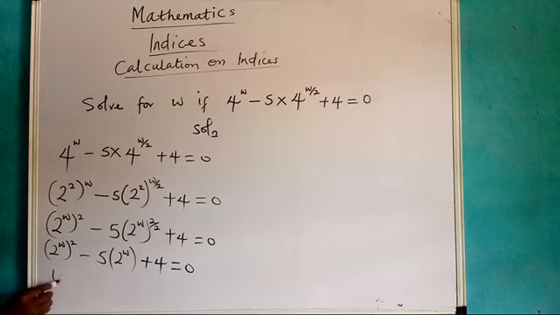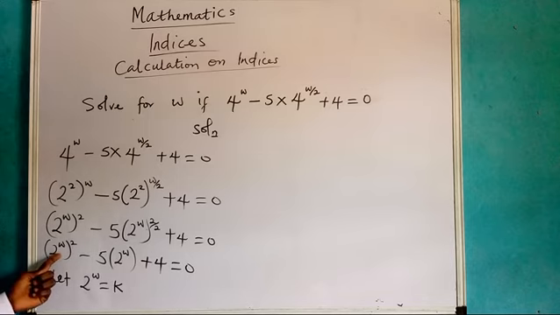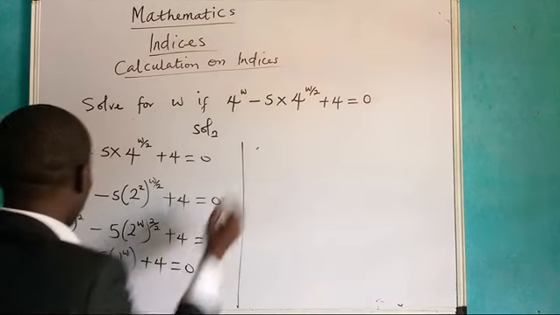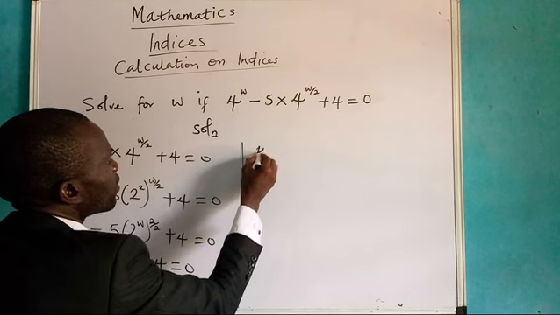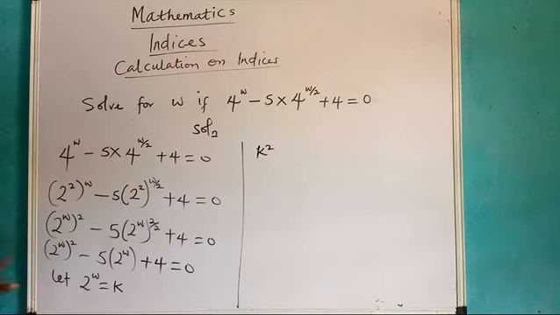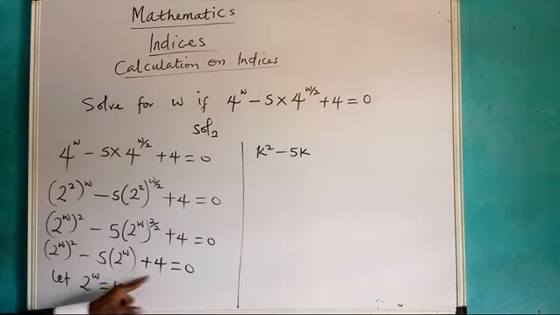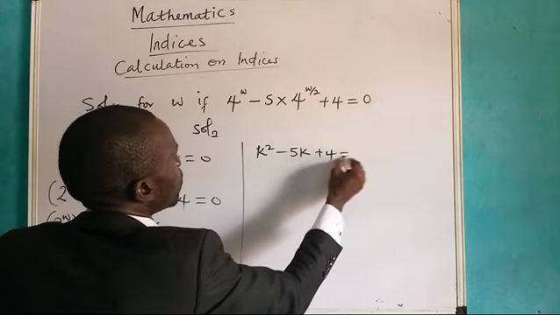Okay, let me say let 2 power W be equal to k. It means that whenever I have 2 power W, I have to replace it with k. It means that for this part we now have k squared, and for this one, minus 5k plus 4 equals 0.